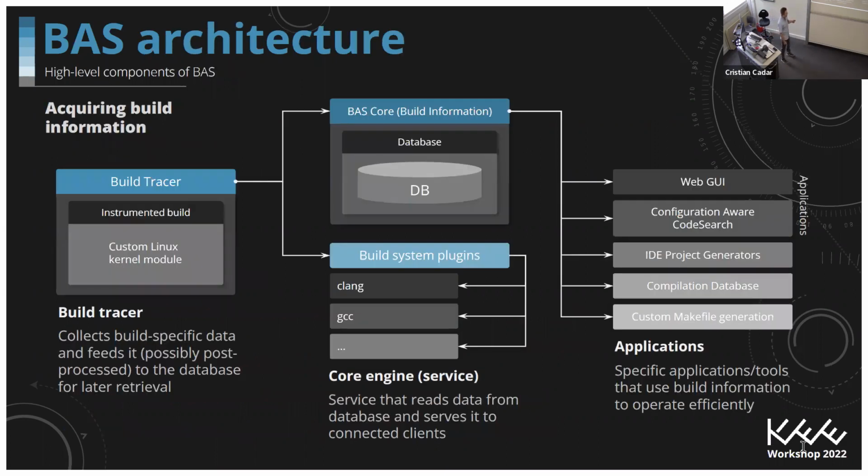The tracer itself is built as a custom Linux kernel module, and we support all build systems, as well as major compilers such as Clang, GCC, or ARMCC. The information is stored in the database and then made available to external applications, such as web services or configuration or code search. You can generate projects for IDEs, custom makefiles, or compilation databases.